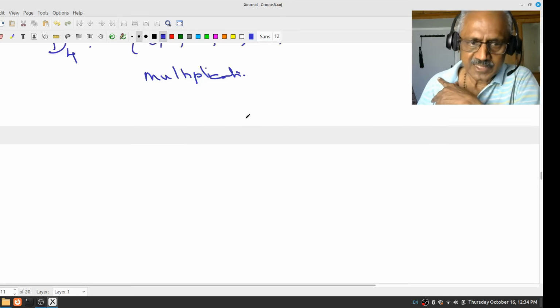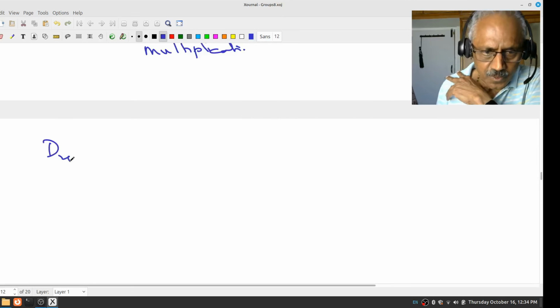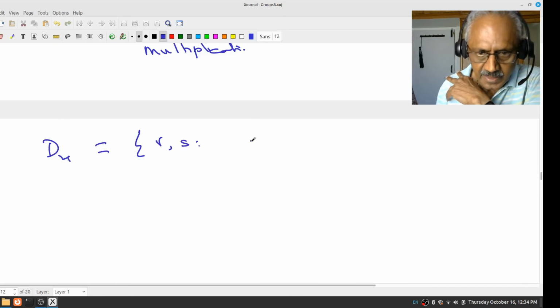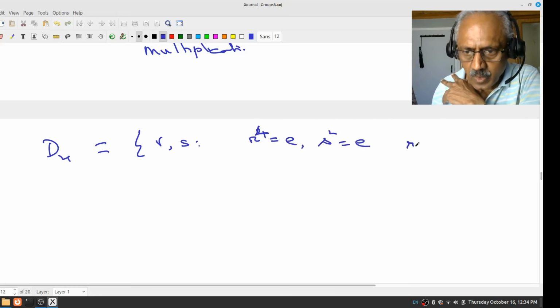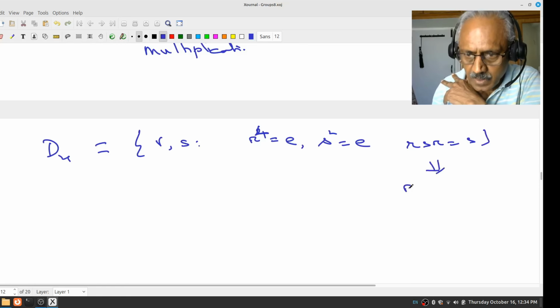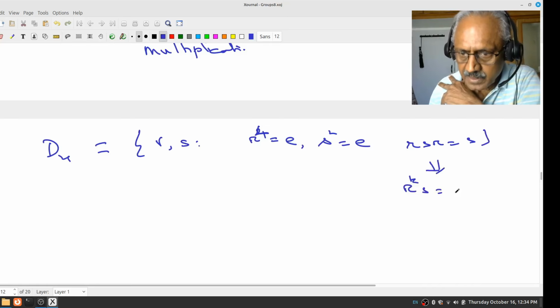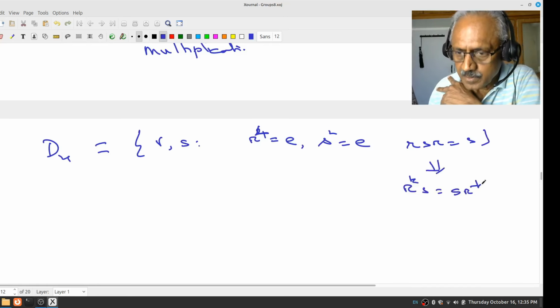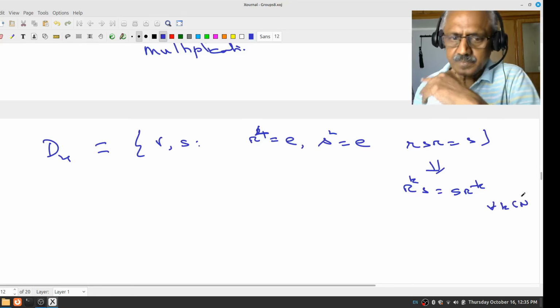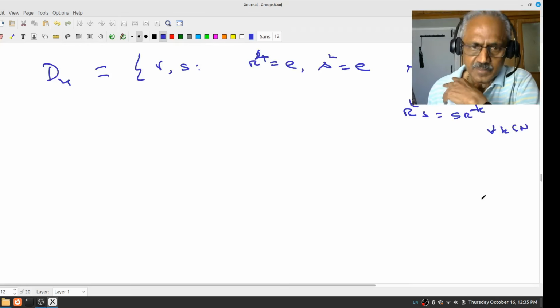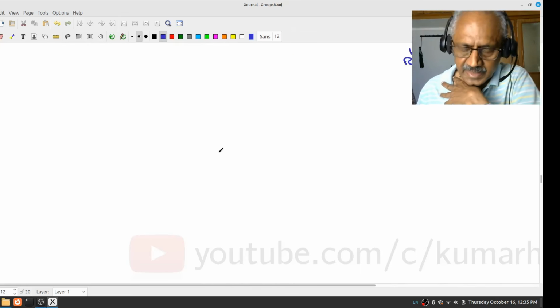Okay, for algebras, what they will say is D4 is generated by only two elements R and S with the relations R power 4 is identity, S squared is identity, and RSR is equal to S, and from this we conclude R to the power k S is S into R to the power minus k for every k in the integers. With this we can fill the multiplication table, right?